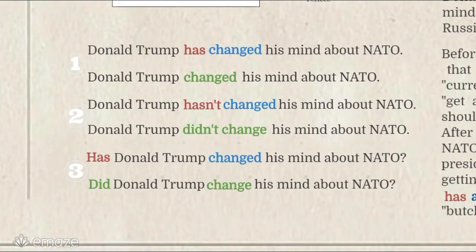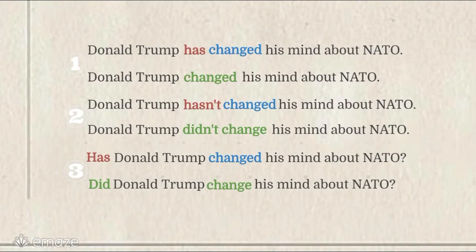So let's look at some examples here of when we use the affirmative, the negative, and the interrogative. Number 1, Donald Trump has changed his mind about NATO. Donald Trump changed his mind about NATO. So in many languages, it is very similar. The idea in English is that when you say Donald Trump has changed his mind about NATO, you're saying something that gives the idea that it is possible that it is continuing to change, that it will change again. Where when you say Donald Trump changed his mind about NATO, at least in this one point, we're saying that it happened in the past and probably is not connected to something that is happening now.